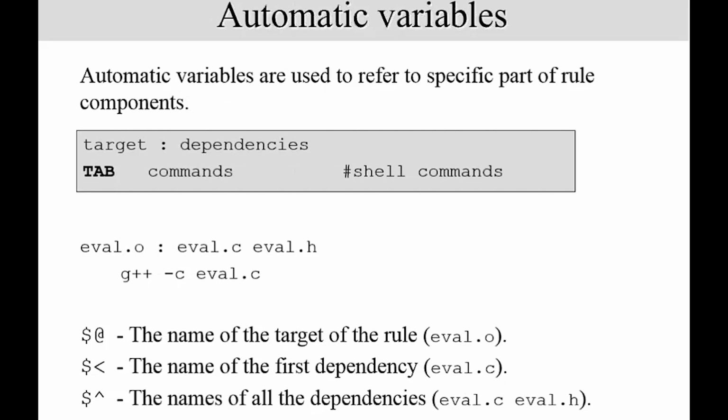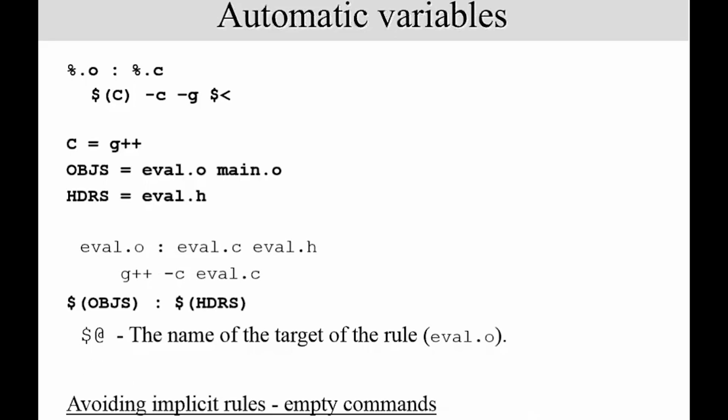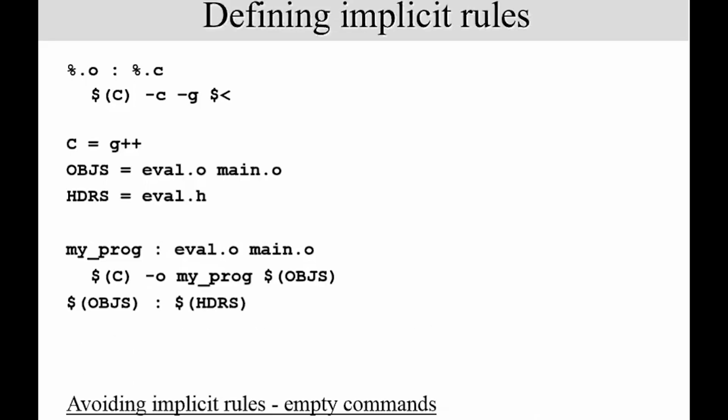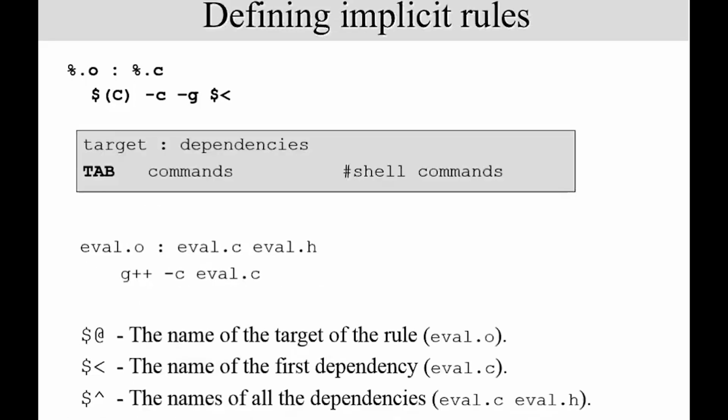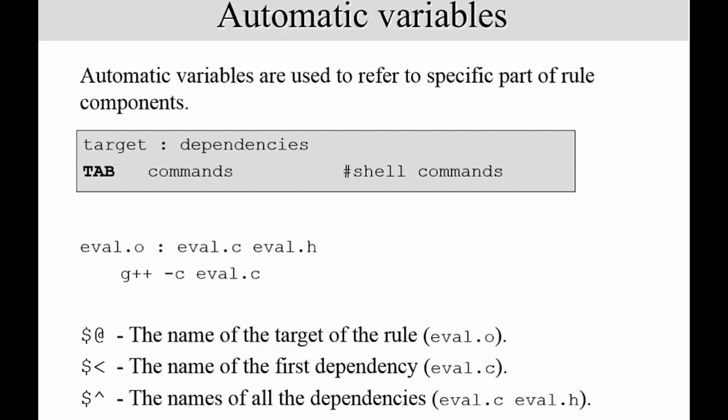Now there are some variables you saw in the previous one. We use a dollar less than. Those are what are called the automatic variables. The automatic variables are used to refer to the specific parts of the rule components. So we know that the general structure of the rule is target, dependencies, followed by a tab and then the commands. Those are mostly shell commands.